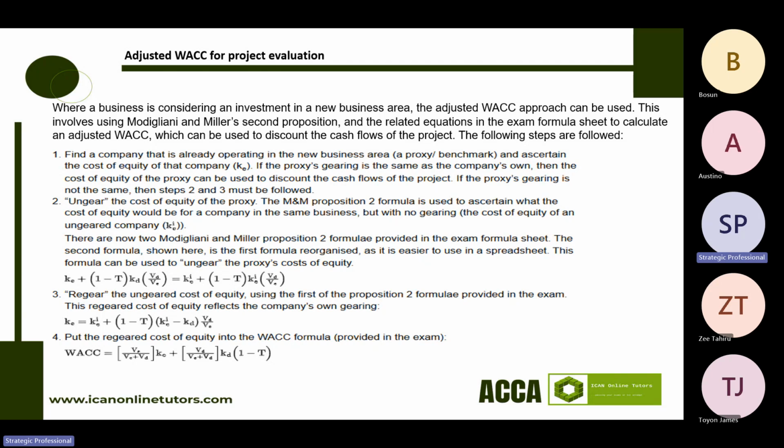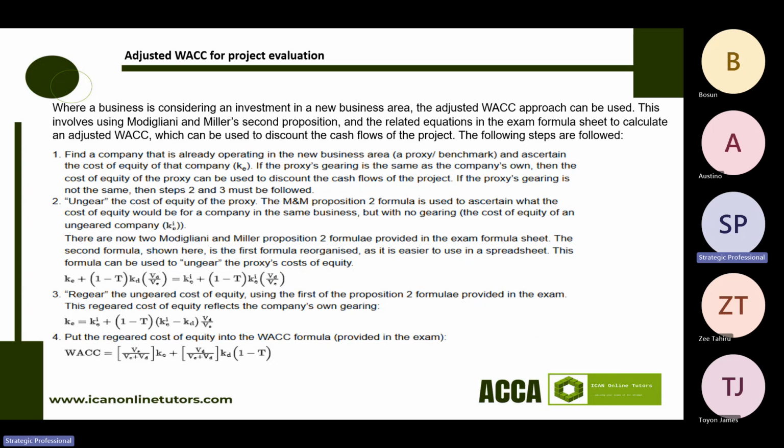So forget the story here. Just look at the formula we can use to ungear. It is the M&M proposition 2 formula. That's what we make use of for ungearing. If you want to ungear a particular company, we make use of cost of equity plus bracket cost of debt, you now take the value of debt divided by the value of equity. And that is it. The formula you are seeing here is also the same thing as the second one. So they are the same. There's no difference.